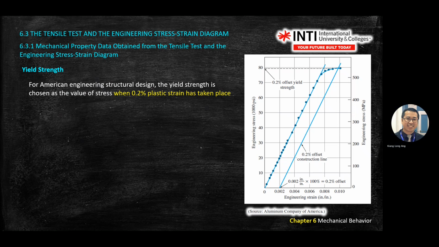Now on Excel, how do you plot this line? If you already have raw data and you want to plot on the Excel file, how? You have the stress and strain from the experiment. You have all these values, right? Let's say A1, B1, A2, B2, A3, B3. How do you do the 0.2% offset data here?